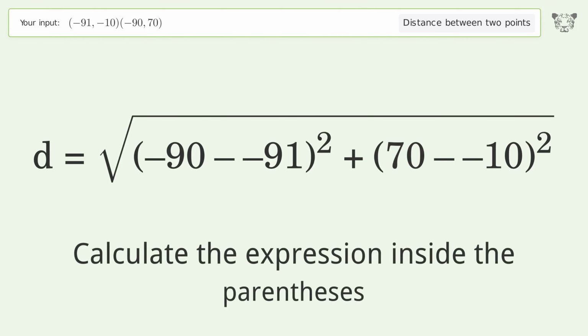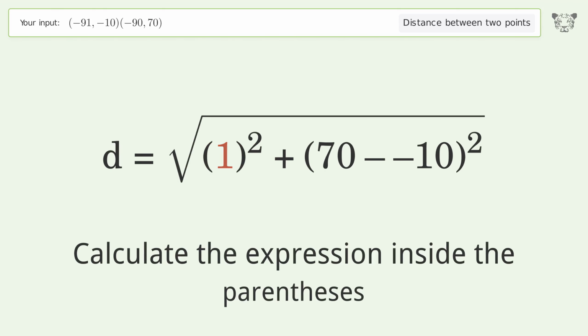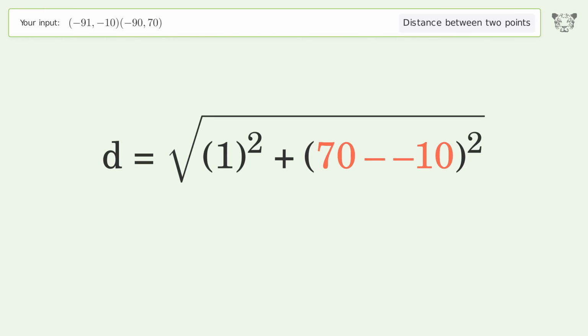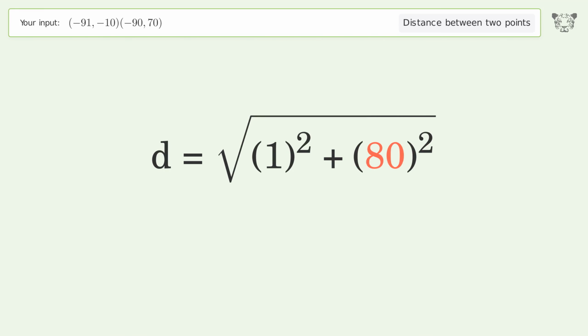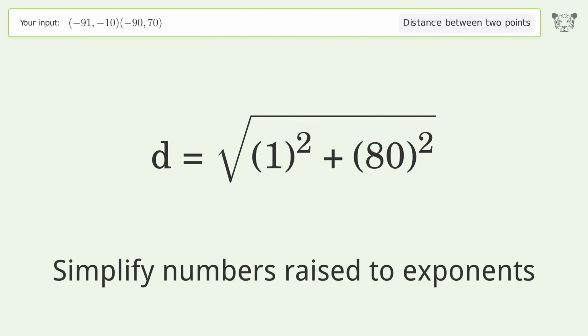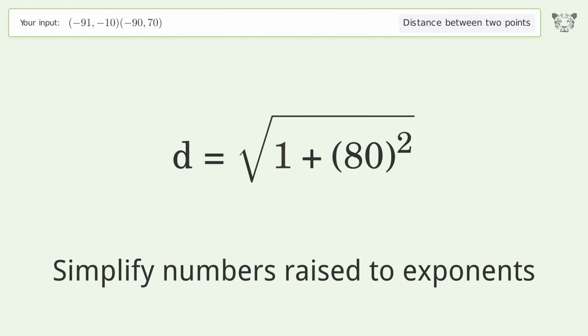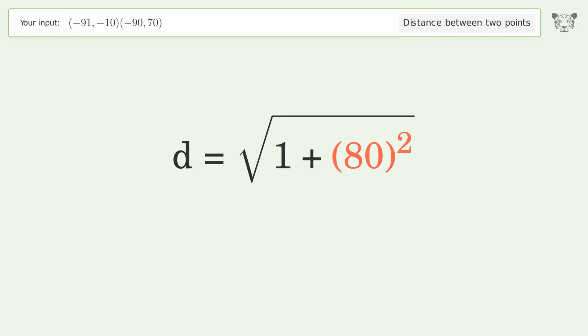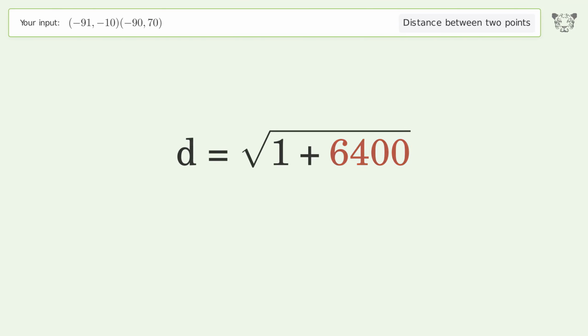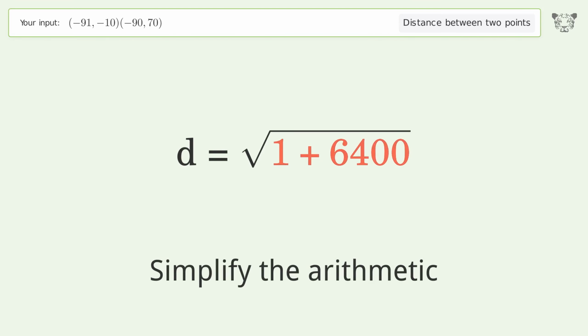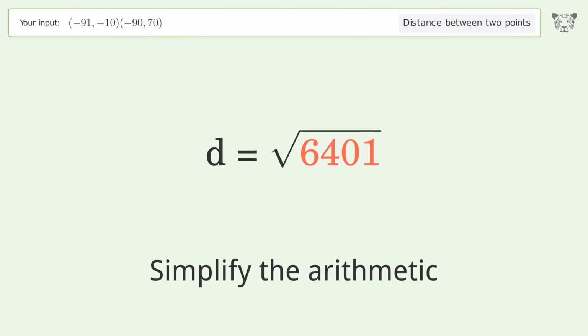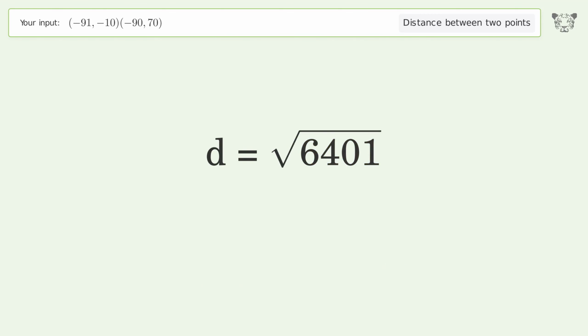Calculate the expression inside the parentheses. Simplify numbers raised to exponents. Simplify the arithmetic. And so the distance between the 2 points is the square root of 6,401, or 80.006.